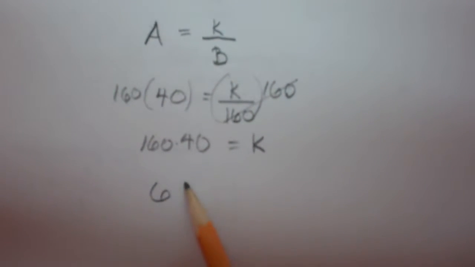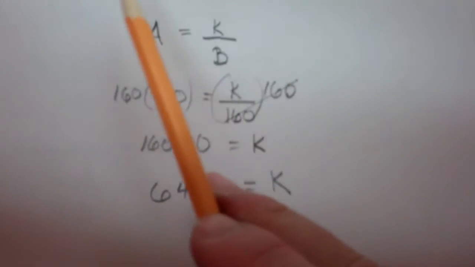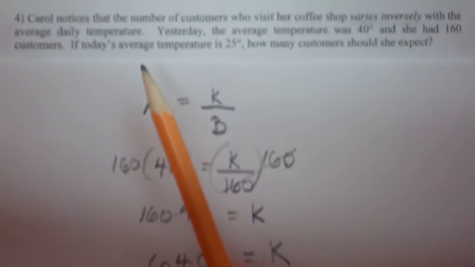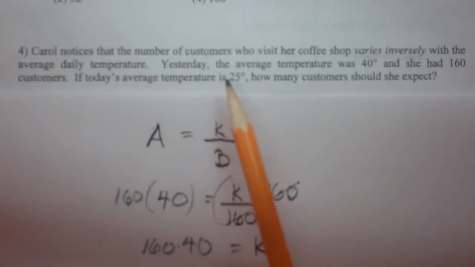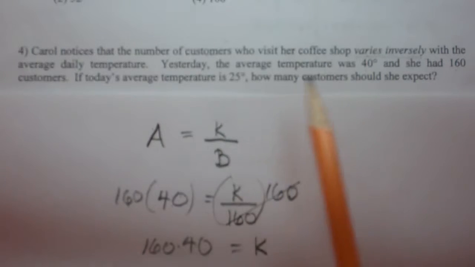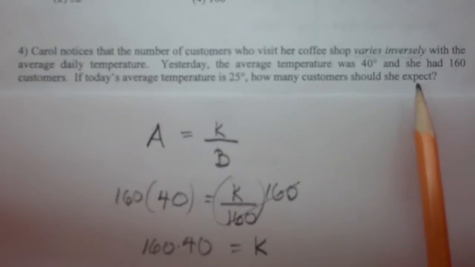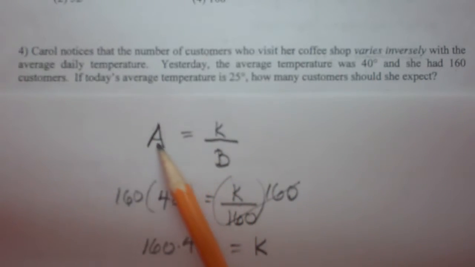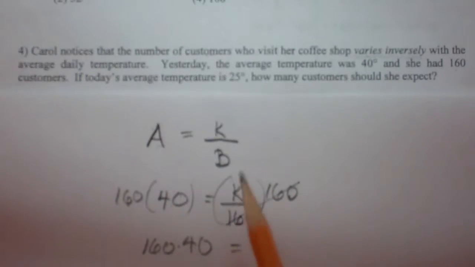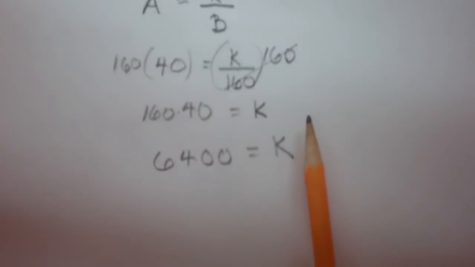So we have that 6,400 is equal to K. This is the constant of proportionality, and it's also the key for answering the question. Because the problem says if today's temperature was 25 degrees, how many customers should she expect? When we were setting this up, we used A to be the average temperature and B to be the customers, so we'll be consistent with that now.